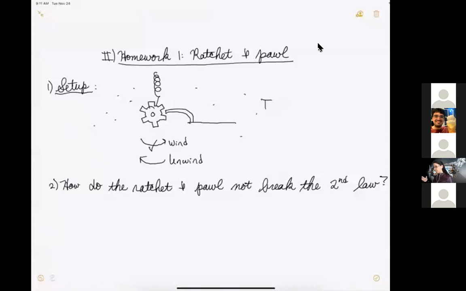So we said, suppose that this ratchet is in thermal equilibrium with a bath at a temperature T, such that the bath can kick the ratchet in the winding direction so that it can wind up the ratchet, perform some work, which is stored as spring potential energy. But it can't unwind the ratchet because the pawl will prevent the ratchet from unwinding. So it looks like this violates the second law of thermodynamics. So we had to figure out how do the ratchet and pawl not violate the second law of thermodynamics.